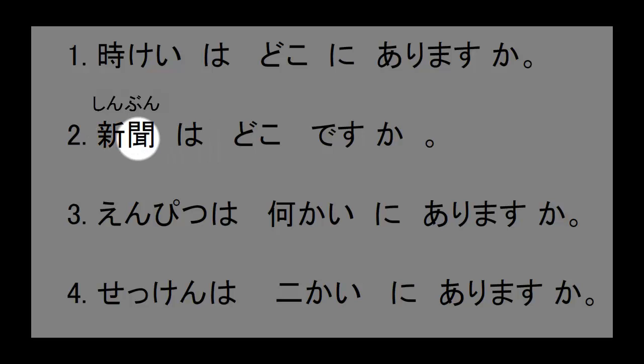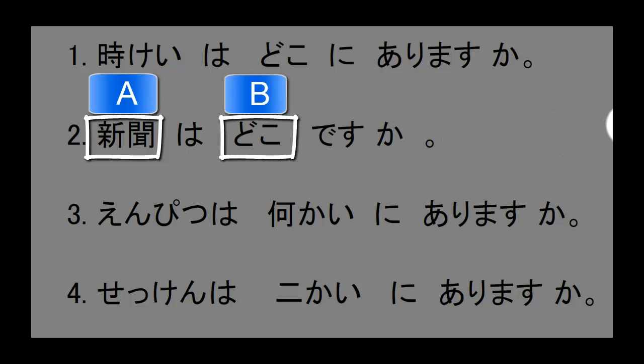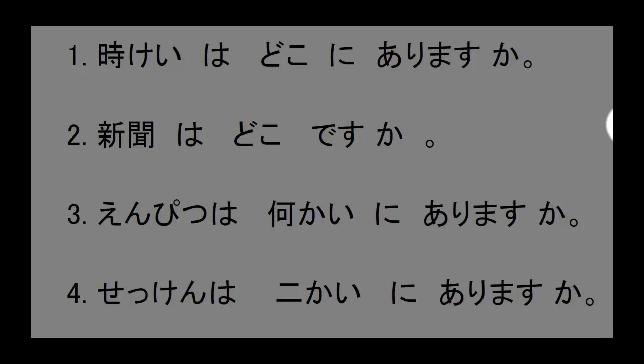Shinbun is newspaper or newspapers. Wa, that's our topic. Doko desu ka? Where is it? Now this is a classic A is B sentence, only it's been turned into a question with the addition of ka on the end. Now A is B as a question becomes is A B.